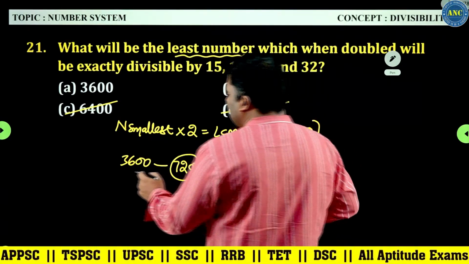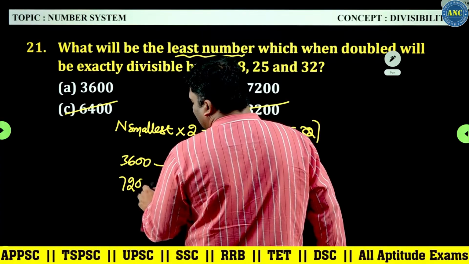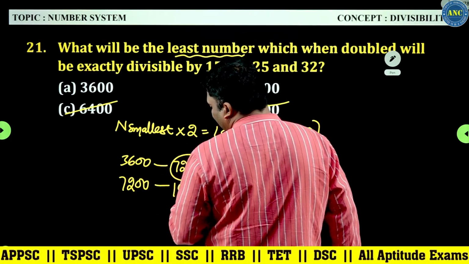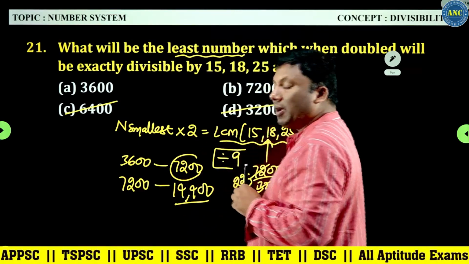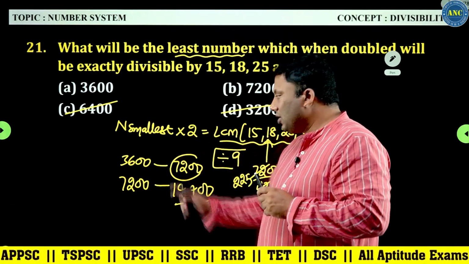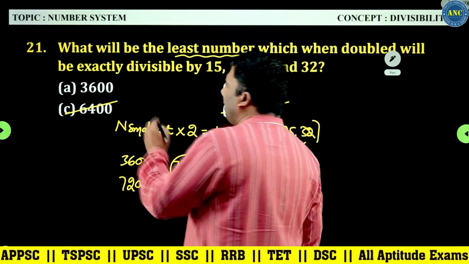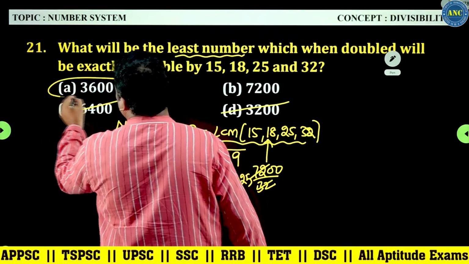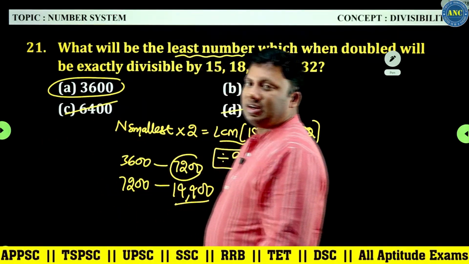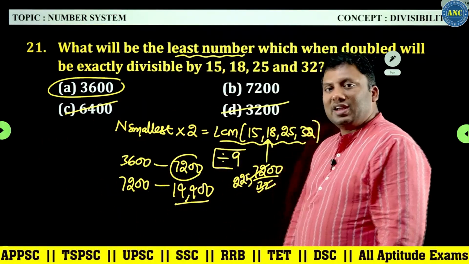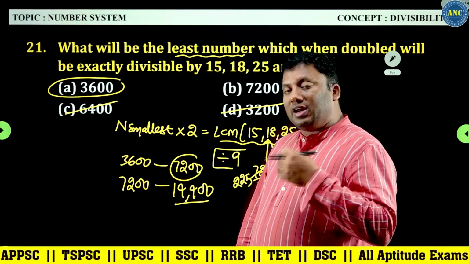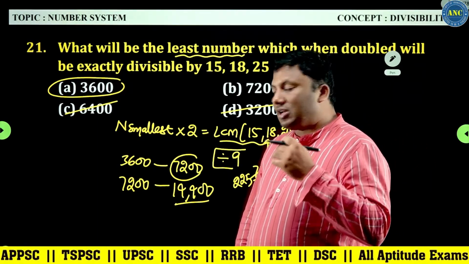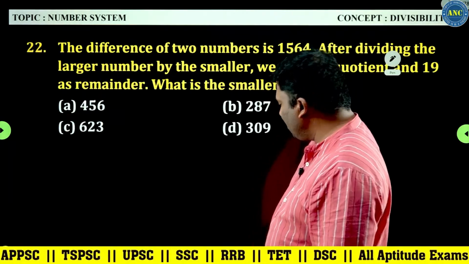If I take 7200 and double it, it will become 14,400. 14,400 is larger when compared to 7200. So the answer for this question is option A, which is 3600. I hope the idea is very clear. If the input number is divisible by 9, the answer should also be divisible by 9.